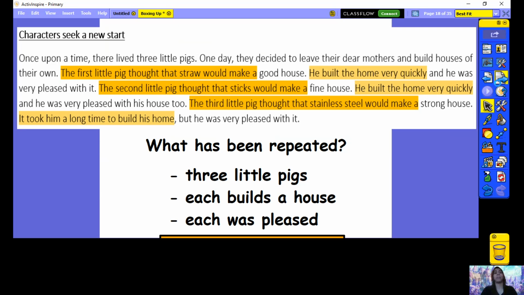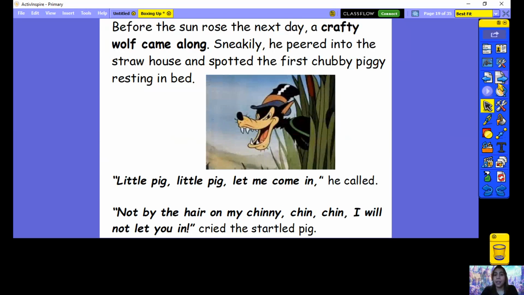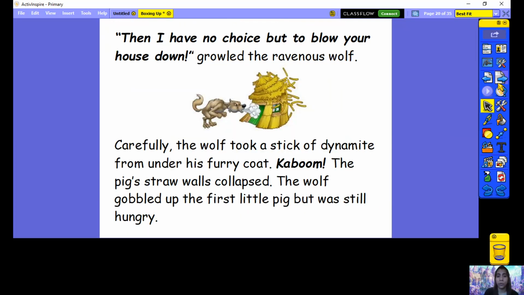Okay, so next section. Before the sun rose the next day, a crafty wolf came along. Sneakily, he peered into the straw house and spotted the first chubby piggy resting in bed. "Little pig, let me come in," he called. "Not by the hair on my chinny chin chin, I will not let you in," cried the startled pig. "Then I have no choice but to blow your house down," growled the ravenous wolf. Carefully, the wolf took a stick of dynamite from under his furry coat. Kaboom! The pig's straw walls collapsed. The wolf gobbled up the first little pig, but was still hungry.